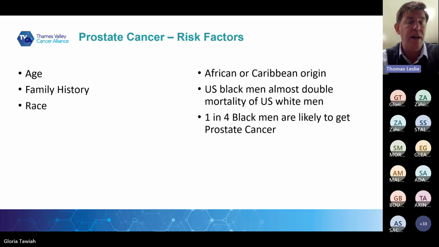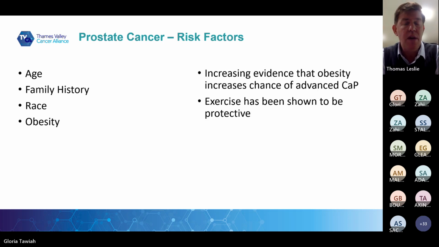So I think we need to be very observant and help our men from our black communities to access PSA testing, because generally black men are more likely to get prostate cancer, probably get it at a younger age, and possibly get it in a more aggressive fashion. So that's a very key element of what we need to look for in terms of case finding. Now, those top three, age, family history, and race, are absolutely the key ones.